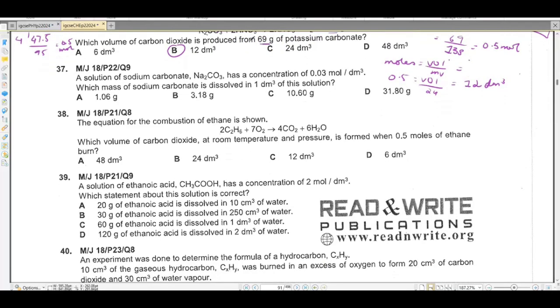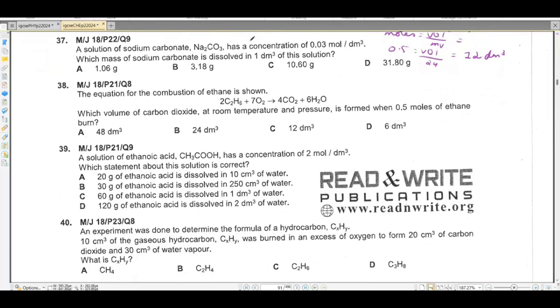Okay, moving on to question number 37. A solution of sodium carbonate, Na2CO3, has a concentration of 0.03 moles per decimeter cubed. Which mass of sodium carbonate is dissolved in 1 decimeter cubed of this solution? Okay. We have a solution of Na2CO3 and we know its concentration. And now we need to find the mass of sodium carbonate that was dissolved in 1 decimeter cubed of this solution. So this is a simple question. First we need to find the concentration.